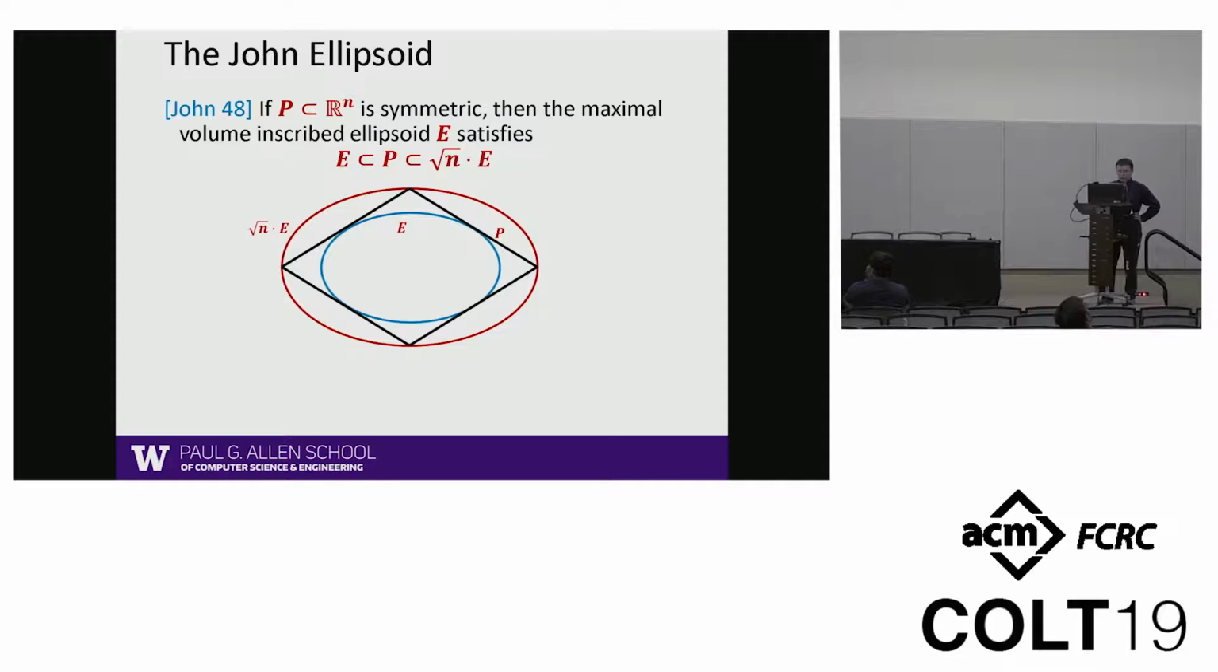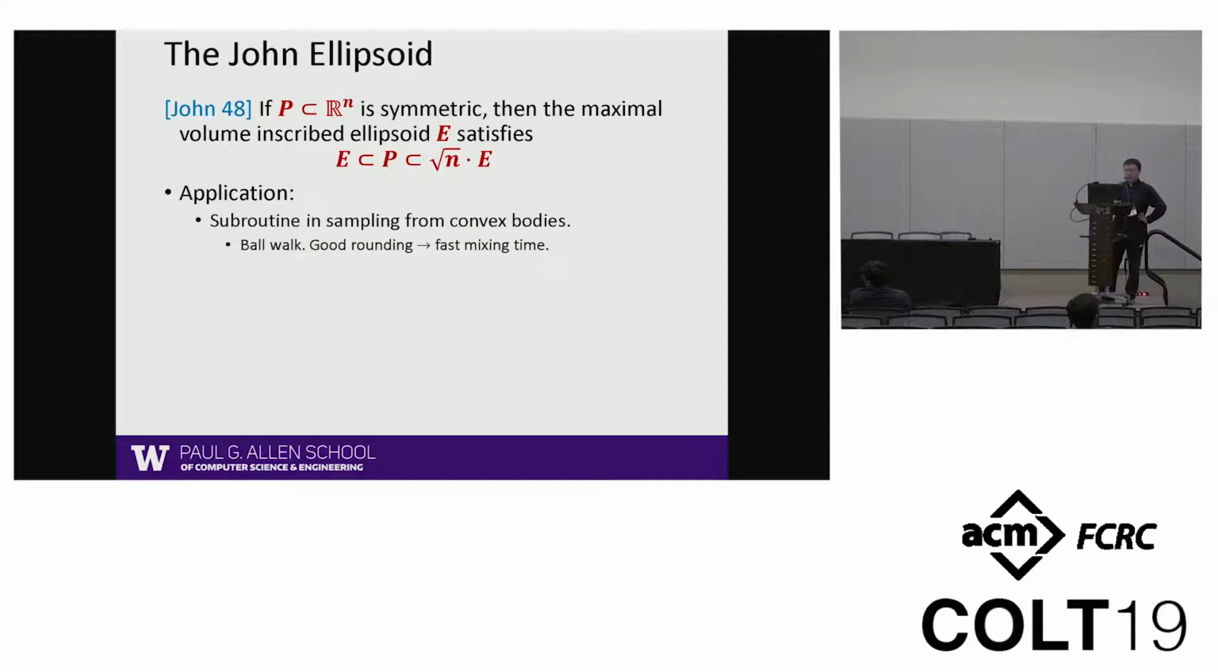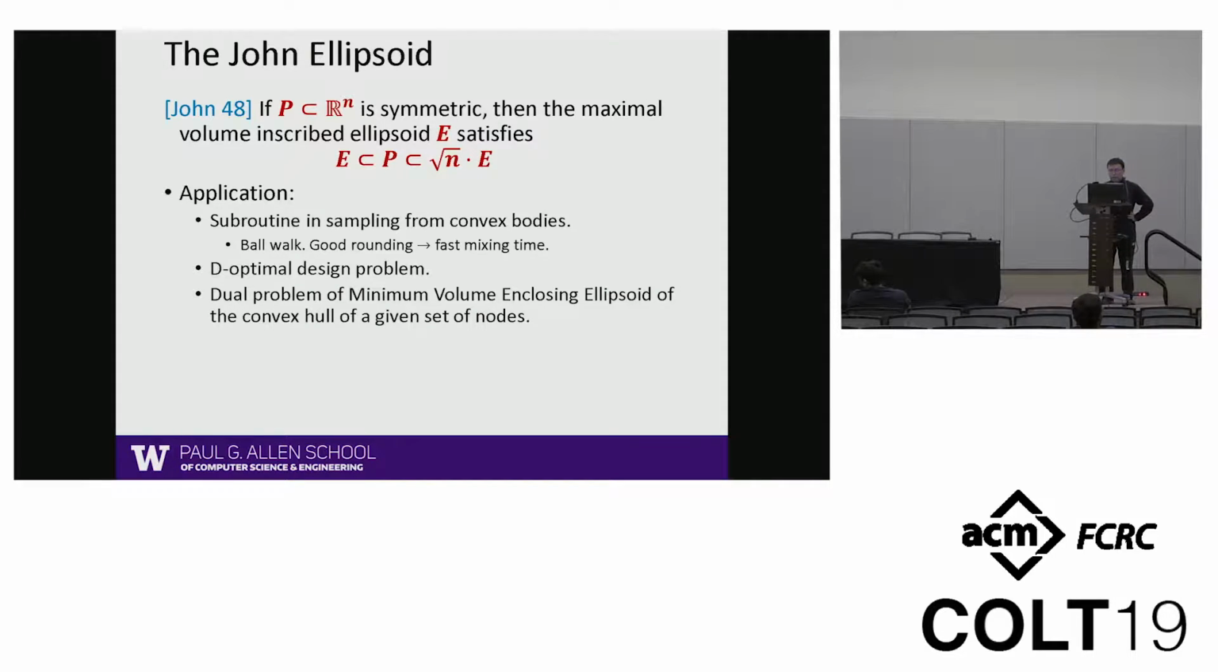The John ellipsoid is related to many learning problems. Here we list some, but not all of them. The first one is about sampling from convex bodies. There is a Markov chain-based sampling technique which applies the ball walk. Because the John ellipsoid is a good rounding of the polytope, if we use the John position, we can speed up and get very good mixing time. Also, the MVIE problem is related to the D-optimal design problem. This can be seen more clearly from the dual formulation of the problem, which I will give later. Another computational geometry problem related to the John ellipsoid is the minimum volume enclosing ellipsoid, but there the ellipsoid should be defined by the convex hull of a set of points.